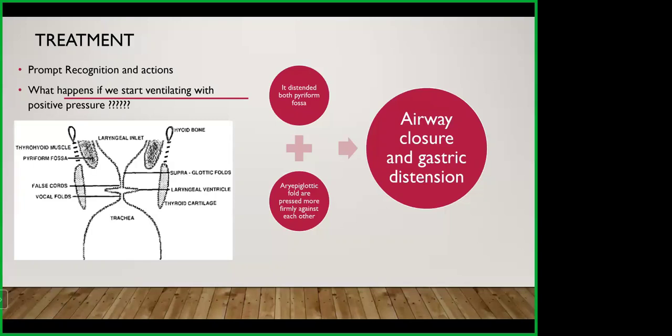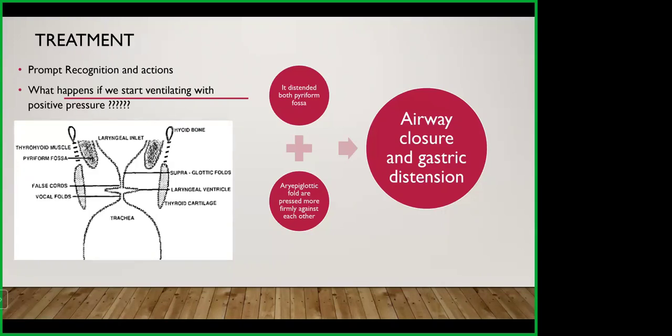So whenever there is any desaturation during the emergence period, the first response of every person is to give positive pressure. But it should not be given in laryngospasm. It may help in partial laryngospasm as there is minimal air entry still there, but partial laryngospasm will eventually land up in complete laryngospasm.